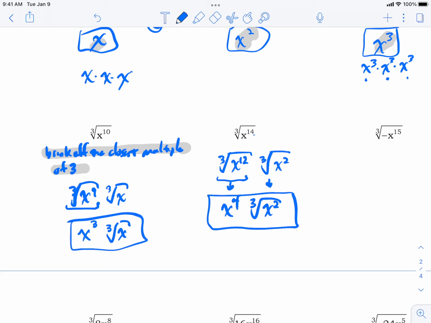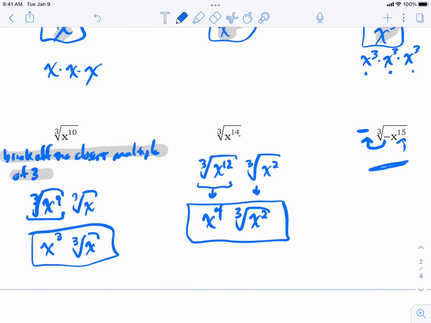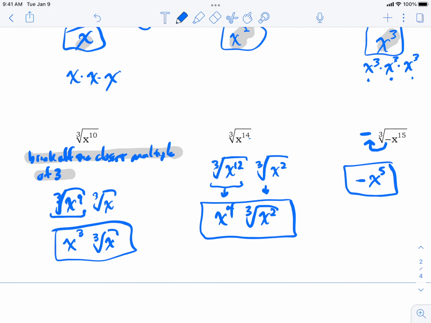Okay, with this one, once more, it's an odd root. The negative is basically going to pass through. And, oh, here's the good news. Counting by threes until you get to 15. 3, 6, 9, 12, 15. It comes out even. So actually, we don't have to do anything else that's fancy here. We can just say, hey, it's going to be negative, and it's going to be 15 divided by 3 is 5. This comes out to negative x to the 5th. That's all there is, and there ain't no more.